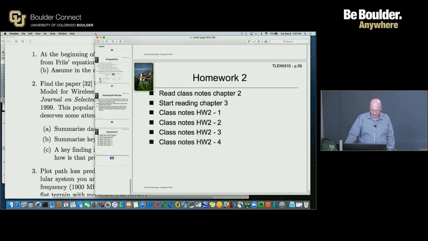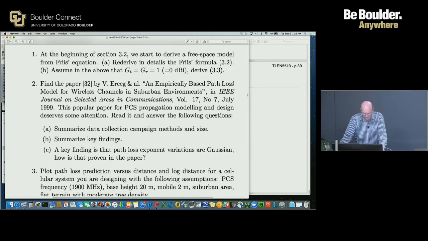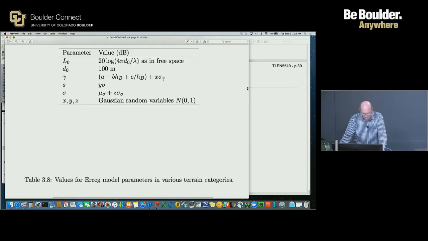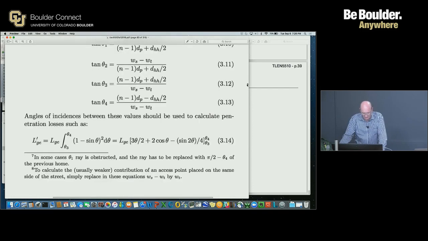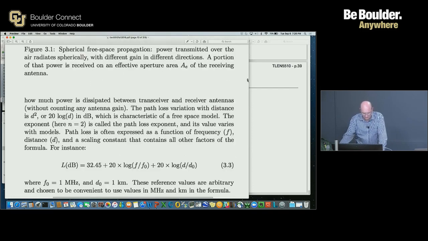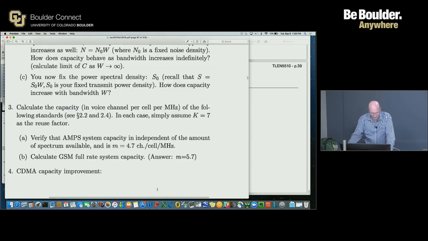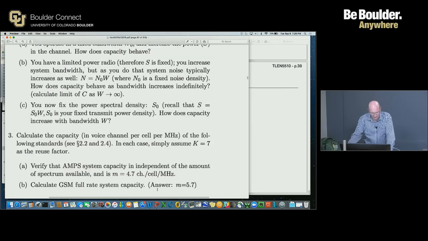We do have a couple of minutes. Were there any questions on homework number 2? Or the third one? The third question? The capacity of a voice channel per cell? That should be fairly straightforward.